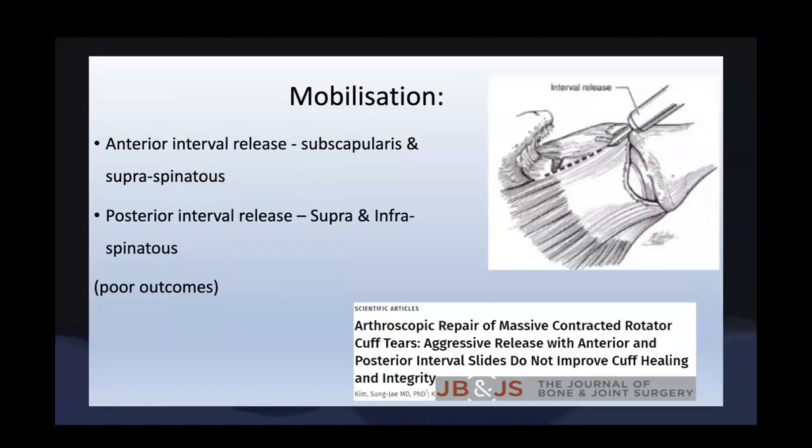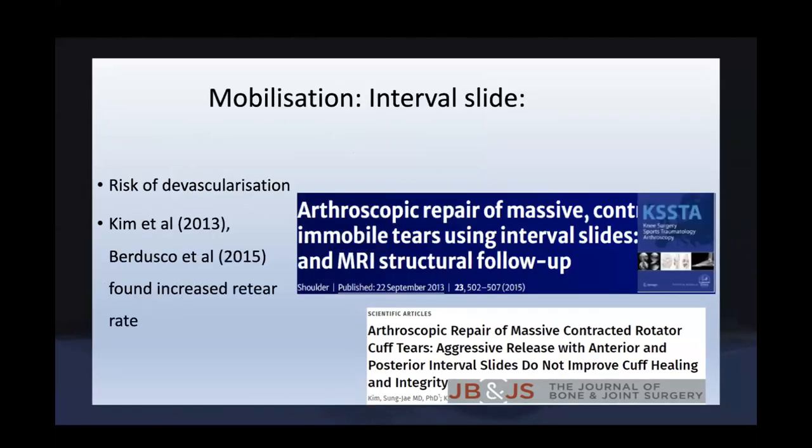Coming to releases. Now, this release is basically of two types. You have the anterior interval slide and the posterior interval slide. So the anterior interval slide comprises of basically the subscap and the supra. The posterior interval slide comprises of basically the supra and the infra. So what is an interval slide? An interval slide is nothing but these muscles are released off from the scapular region on the lateral aspect. This in turn helps to catch the tendon and pull it more onto the footprint. Now there are drawbacks to that as well. But before going to the drawbacks, let's just have a look at what exactly an anterior slide is.